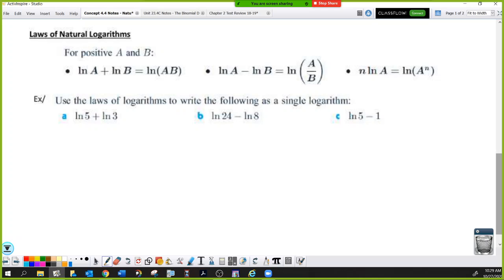It's log base e. So it says use the laws of logarithms to write the following as a single logarithm. It's the exact same directions, only we have ln's this time. So for part A, oh look, the addition of 2 logarithms that have the same base, because those are both technically log base e. This would be the ln of 5 times 3, which is the ln of 15.